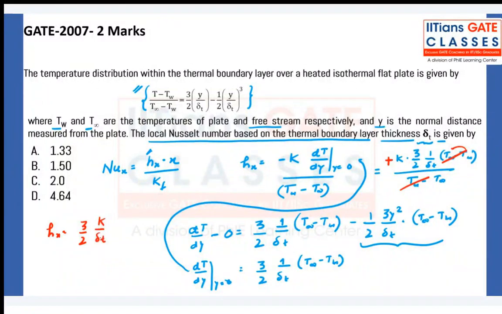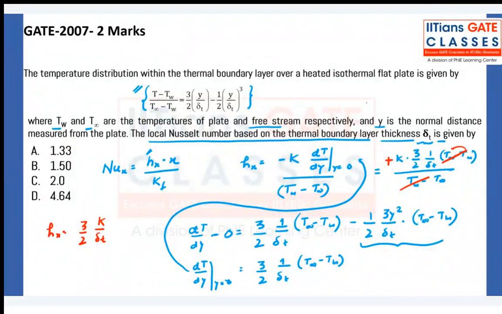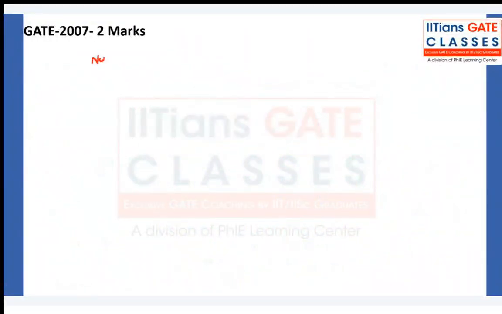Okay. So can I write? Look, what are they asking? They are asking the local Nusselt number based on thermal boundary layer thickness. So at a particular x, let me take it ahead. Nusselt number at x is equal to hx by k of fluid. And just now I have found hx is equal to 3 by 2 k upon thermal boundary layer. Okay. Yes, 1.5 is the right answer, right?